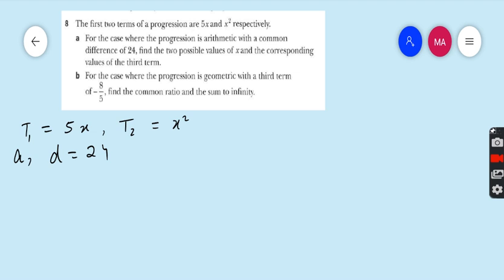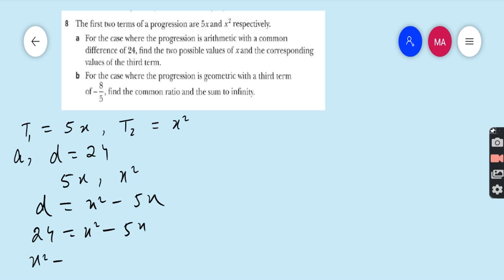It is very easy. Students, the first term is 5x and the second term is x square. If this is arithmetic, it means the difference d is equal to x square minus 5x. And the difference is given as 24, so x square minus 5x minus 24 is equal to 0. This is a quadratic equation. After solving it, you will have two values of x: one is 8 and one is minus 3. So 8 and minus 3 is your final answer.